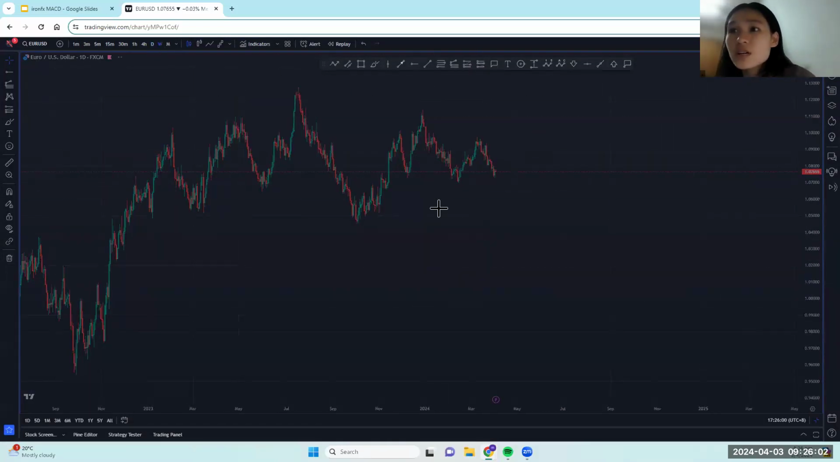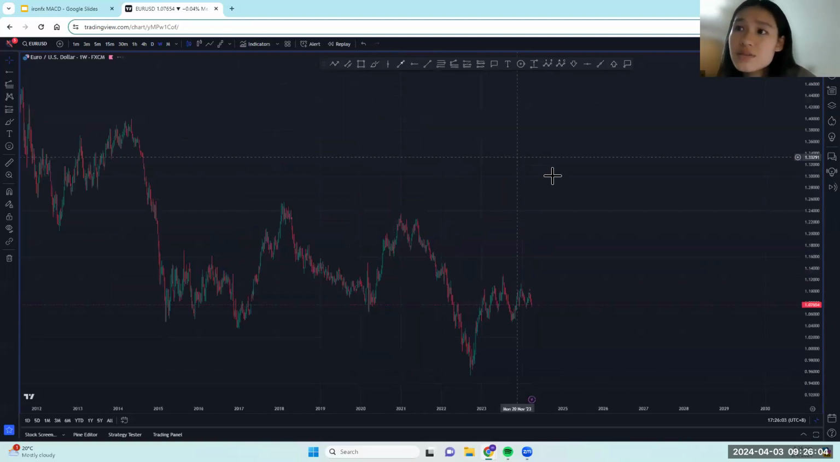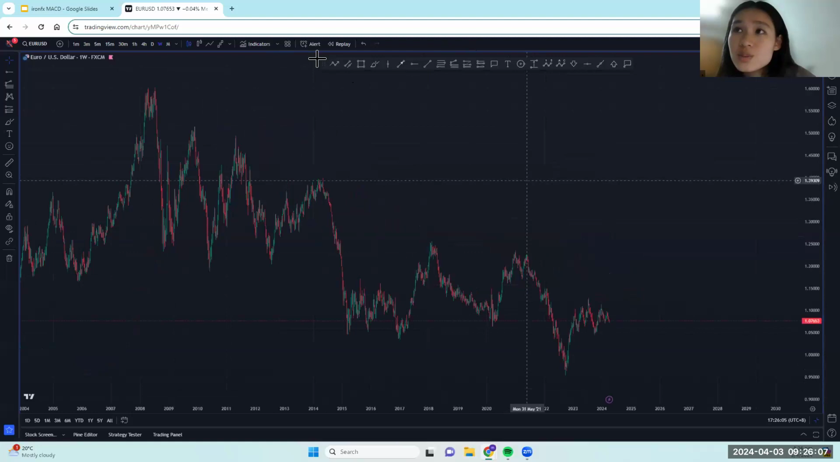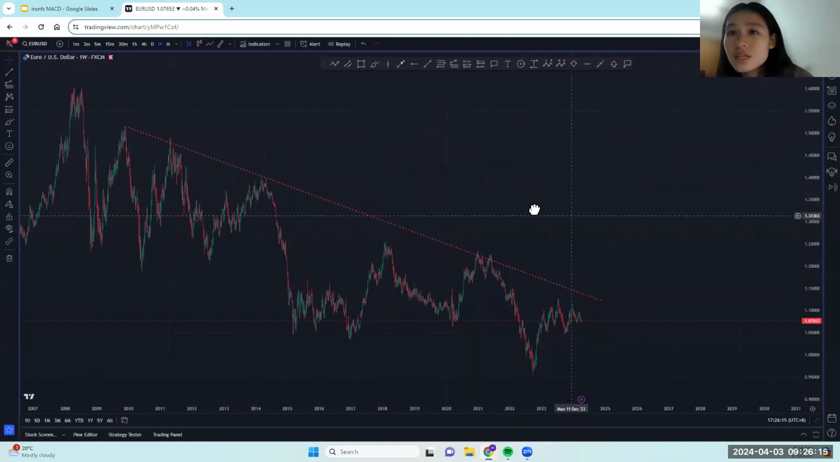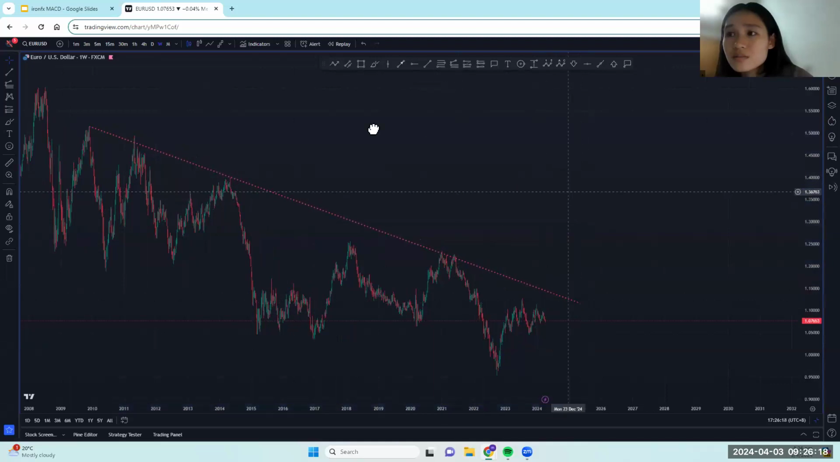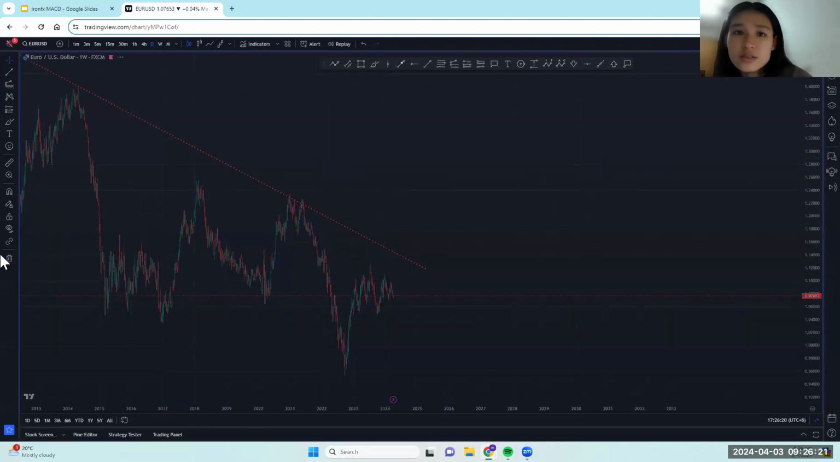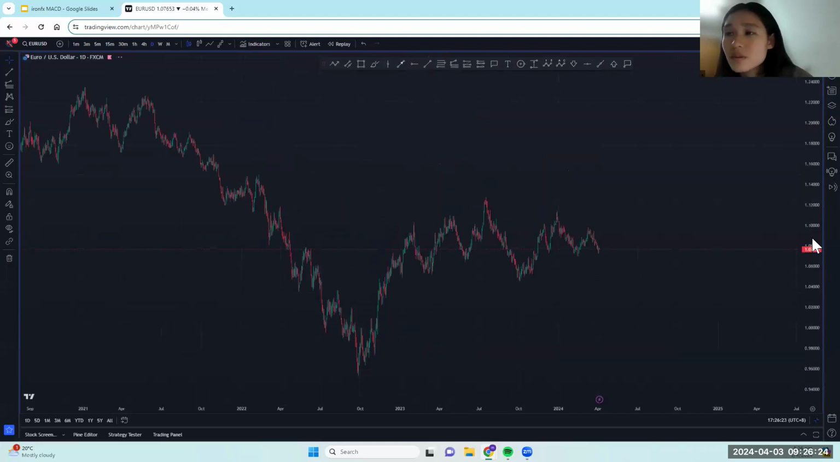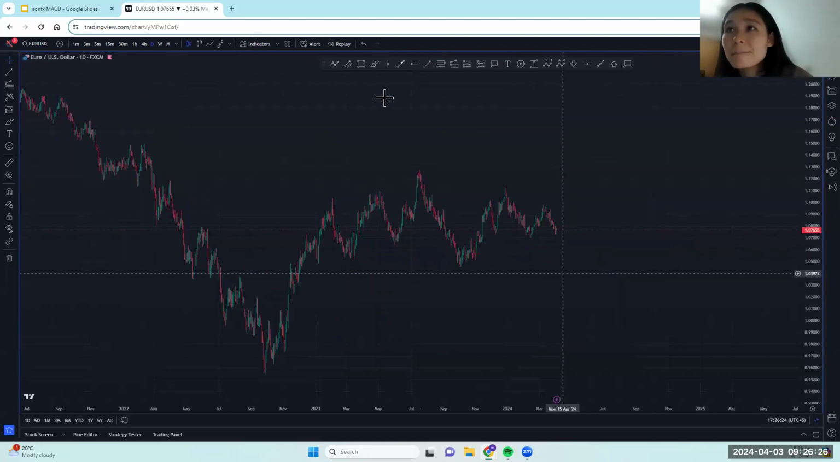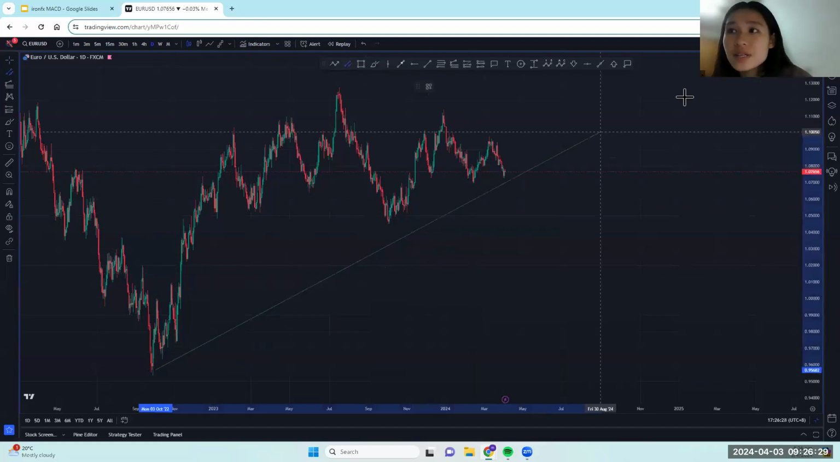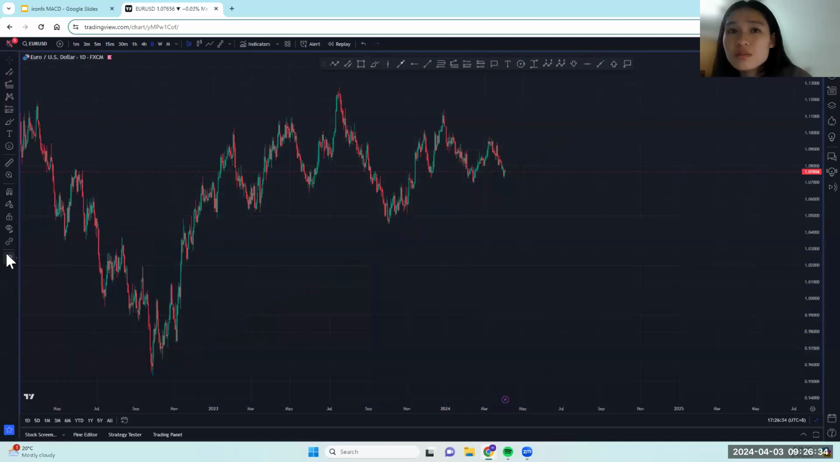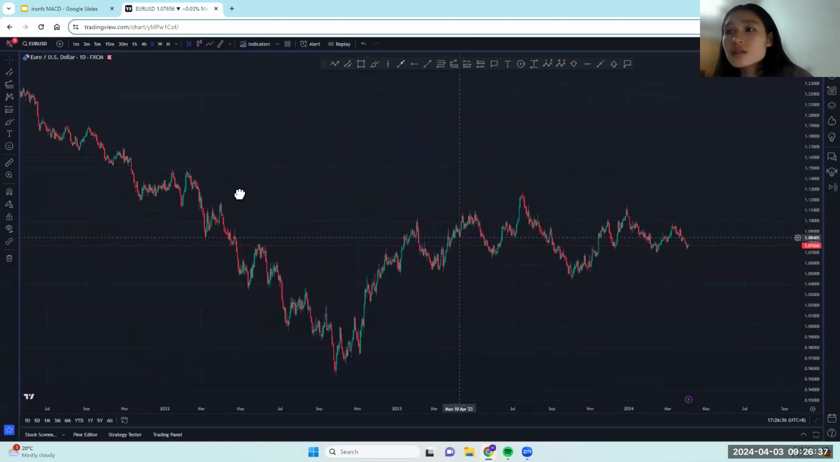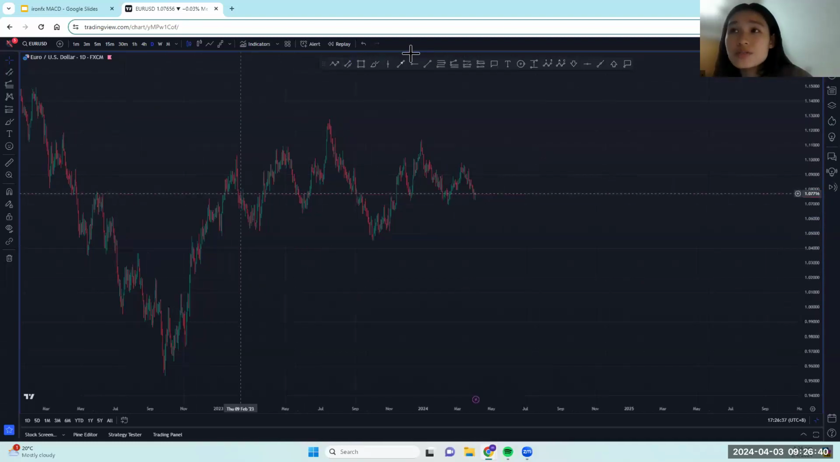Same thing, I'm going to look at the higher time frames to identify the trends. You can see price is moving in a descending trend line here. Now looking at our daily time frame, let's see if we have any trend channels. Okay, no. So let's just go ahead and add our support and resistance levels.